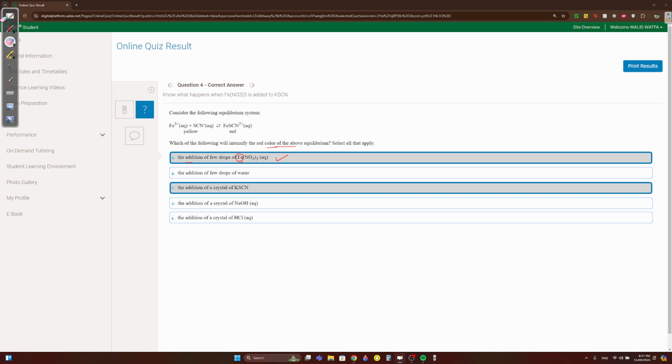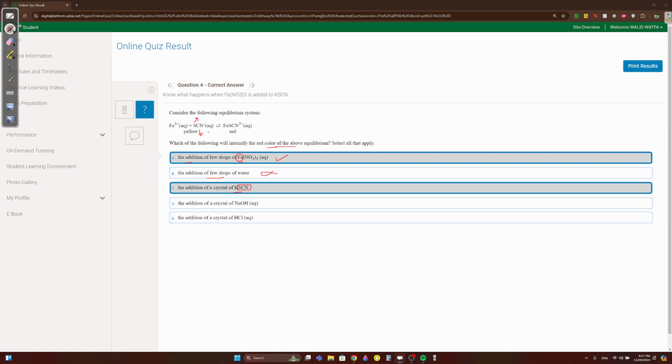The addition of water. There's no water in the equation. Forget it. The addition of KSCN. KSCN again, it's like saying adding SCN. They're just trying to trick you with the K. If you add SCN, you increase SCN. What does the system have to do to counteract it? It has to do the opposite, right?